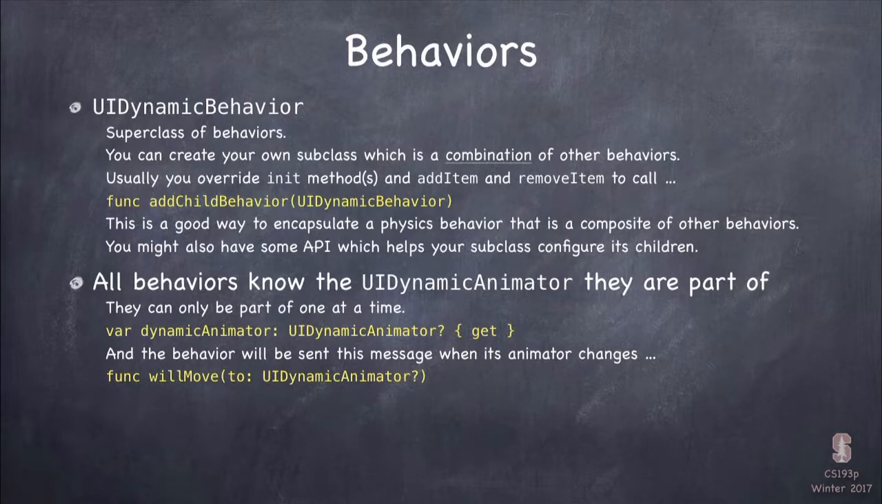Why do you want to know this, by the way? It's sometimes very interesting to know when you leave a dynamic animator. Maybe you have something else going on, like in our demo, if we get to it on Wednesday, we'll have a little timer that's going on all the time. But if we're not being animated, we don't want that timer going. So we'll start and stop that timer in willMove(to:). Okay?